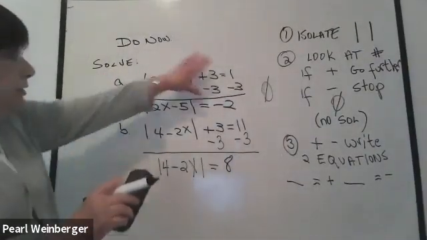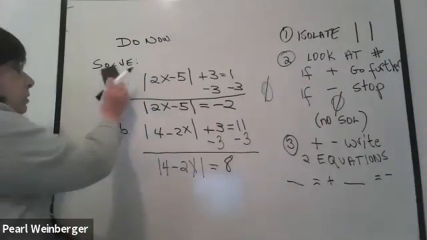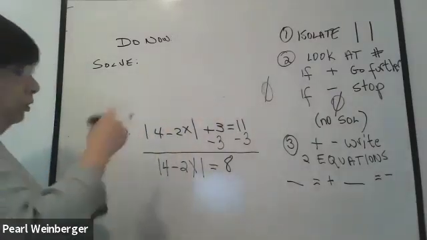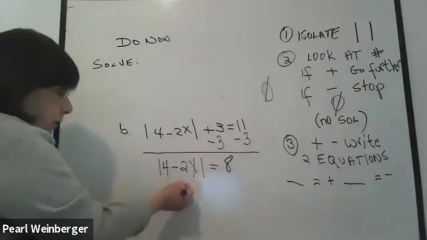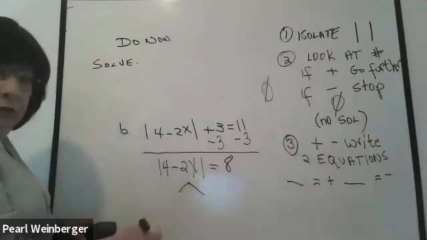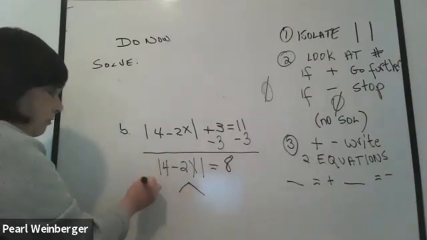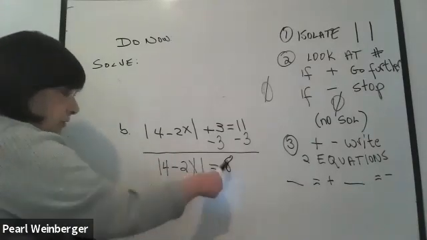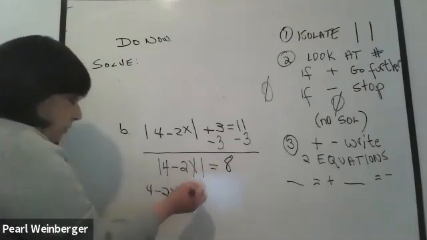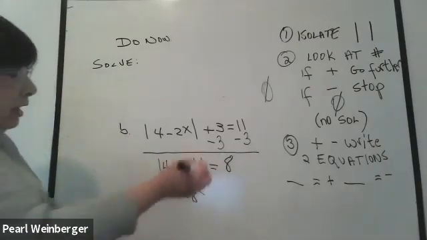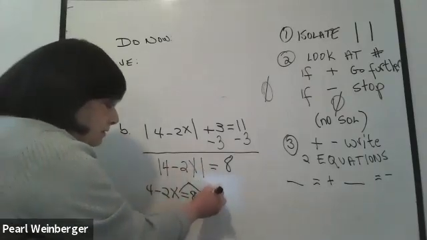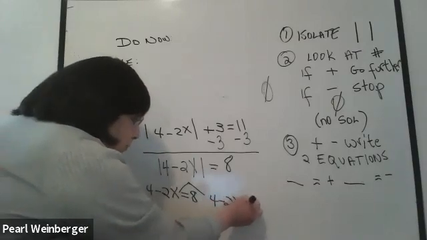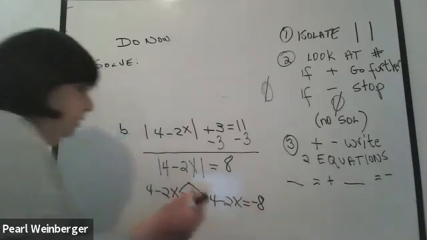So I'm going to erase this so I'll have room to do this, okay? Because we already finished with this. So according to this rule, I have to rewrite this as 2 equations. One equation being 4 minus 2x equaling the positive number, which is just plain 8. You could write plus 8 or just plain 8. And one is going to be the same exact expression, 4 minus 2x, but now I'm going to put it negative 8.